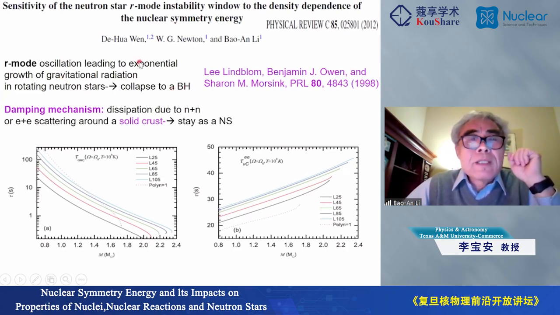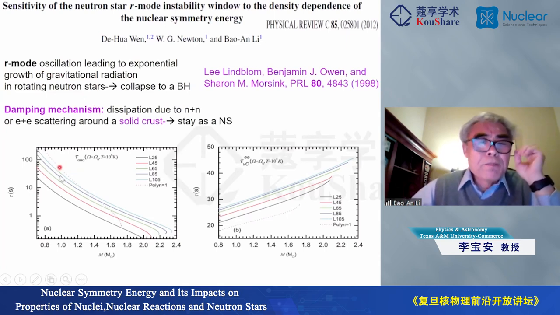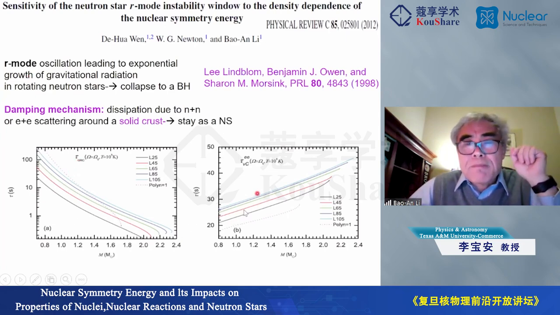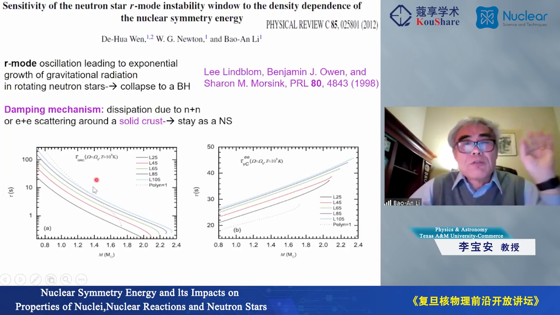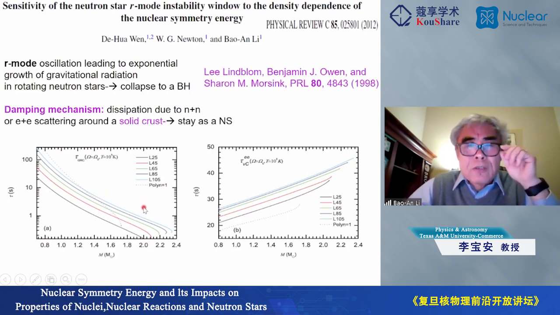About 10 years ago, when Dehua came to visit me during the summer, we studied how the symmetry energy may affect the stability of r-mode oscillations by calculating the time scale of gravitational wave radiation through the r-mode and the damping time scale through electron-electron scattering, assuming the crust of neutron stars is all solid. When this goes faster than this one, the neutron star will be unstable. You can find the critical frequency by setting these two time scales equal to each other.